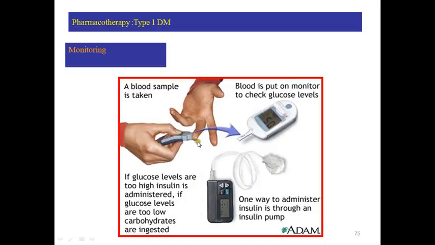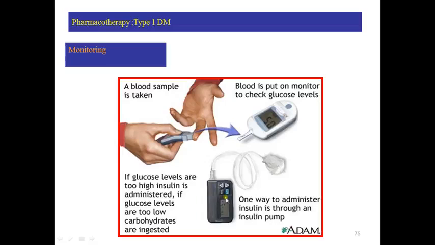So this is two ways. You take a sample and you check the glucose and then ingest the dose. Or you can use the insulin pump. This is the insulin pump which is attached to the body. Then it has this transducer, and then this is the sensor which is attached to the body and senses the glucose levels.